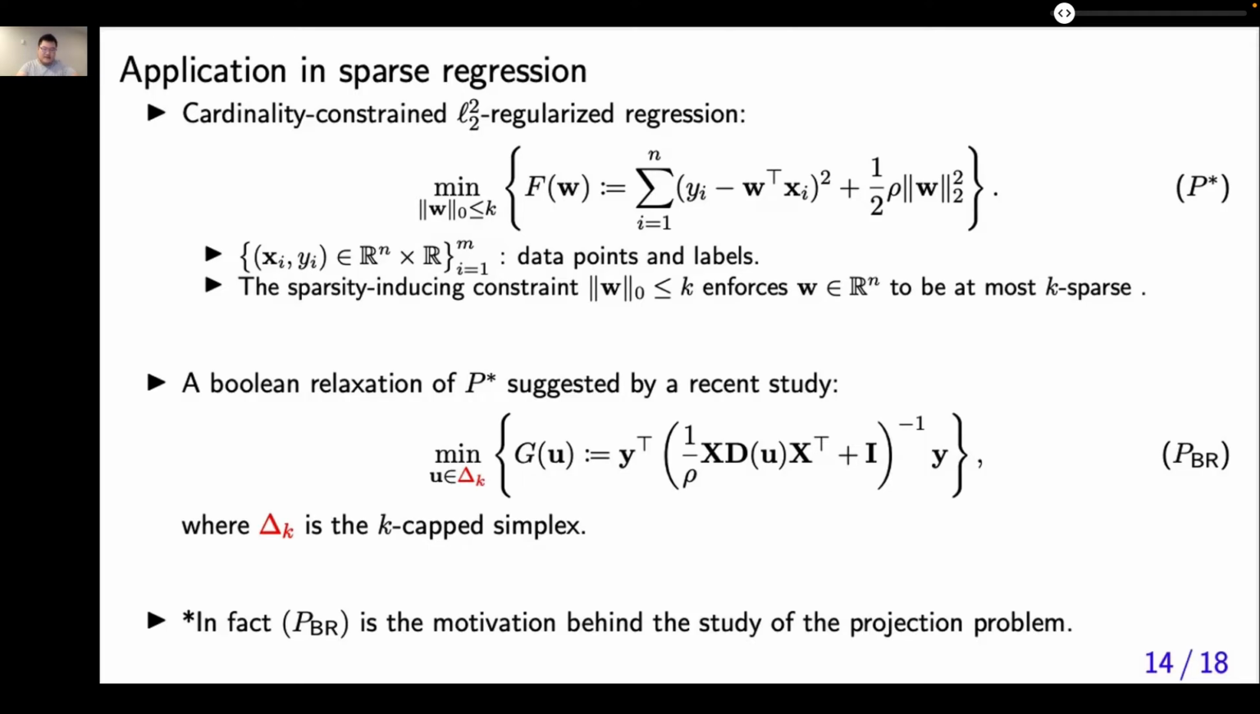And then recently, there's a paper that suggests that we can relax this P star to the following PBR problem. So notice that in the PBR you have to be inside the Capped Simplex. So this is exactly the problem that the proposed projection finds application in. And actually, in fact, this is exactly the motivation behind the study of the fast projection.